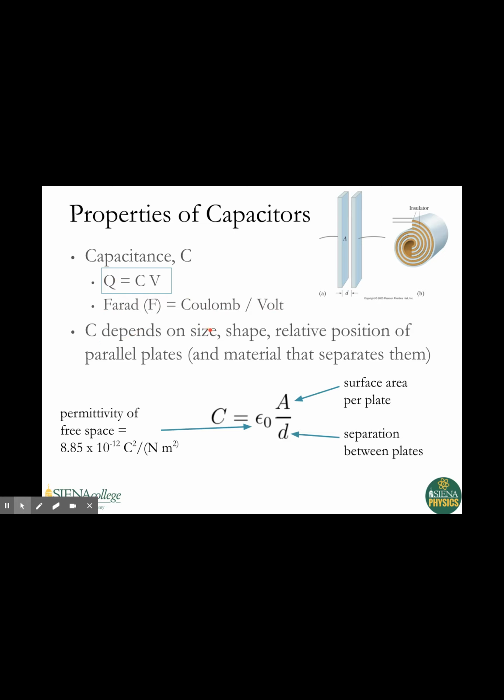Capacitance depends on the size, shape, and relative position of the plates, so D, the separation between the plates, and the material that separates them. So this insulator, what properties does it have? And that contributes to the capacitance. So the equation: the capacitance is equal to the permittivity of free space. When we say the permittivity of free space in this example, for this equation, we're assuming there's no insulator. Air is acting as the insulator. And A is the surface area of the plate, so the area of the rectangle, and D is the separation between the plates. So capacitance is equal to epsilon naught times the area over the separation.